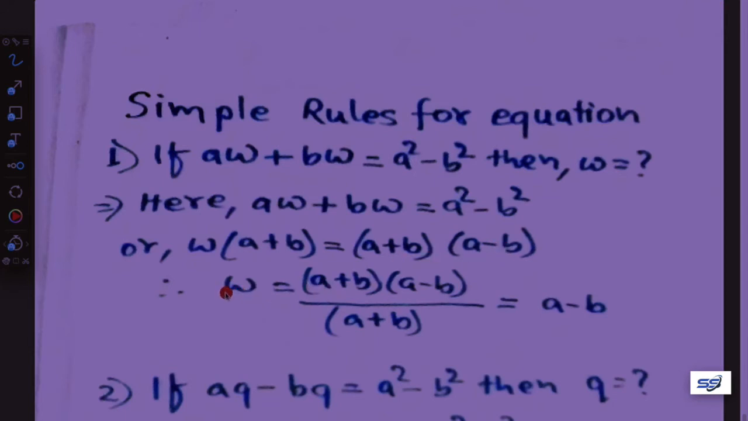So therefore w equals a plus b times a minus b, as per the formula, divided by a plus b. This a plus b comes in the bottom in the form of division. Now see here, a plus b up and a plus b down are similar, so this shall be cancelled and the rest is a minus b. So a minus b will be the value of w.